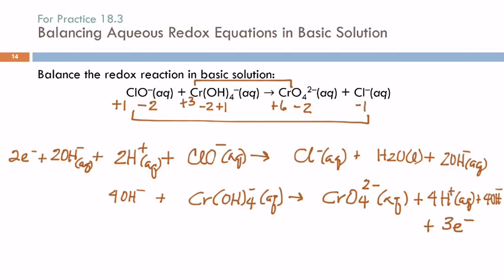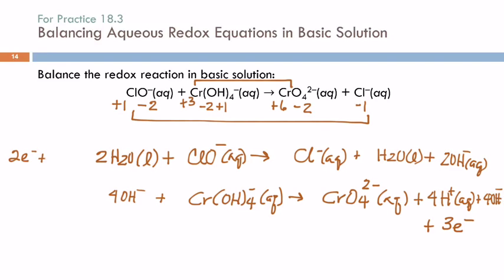Multiply the top one by 3, the bottom one by 2. Yeah, we have to multiply the top one by 3 and the bottom one by 2. And this is getting messy, huh? Maybe we should do a little simplifying. If I put 2 OH minuses and 2 H pluses together, what do I get? 2 waters. So I'm just going to rewrite that, because that's going to be so much easier to look at. So that's 2H2O liquid.